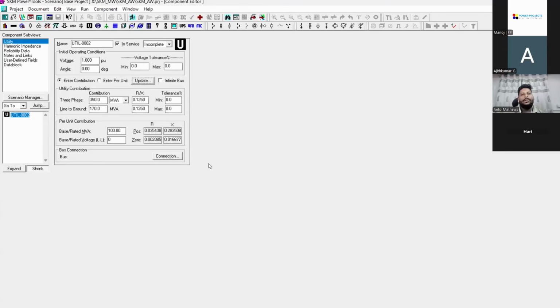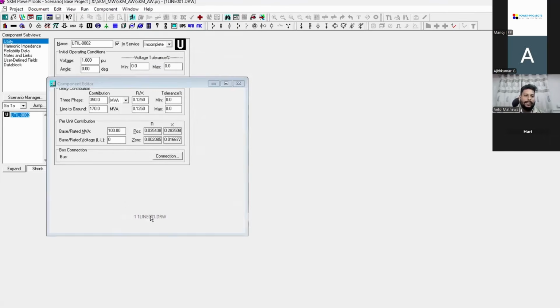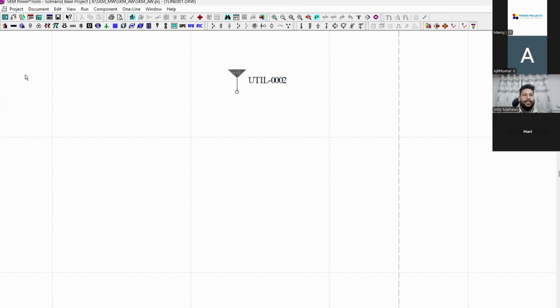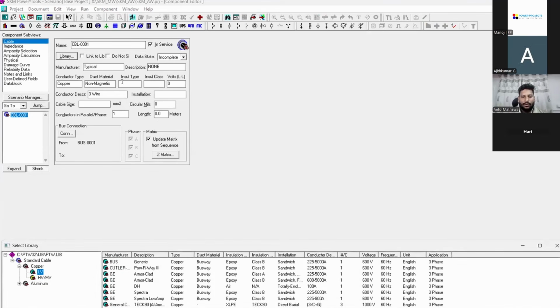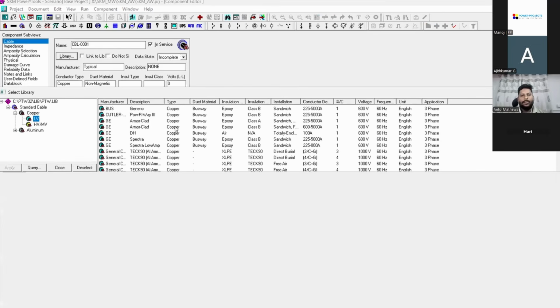Now I want to go back to the one-line diagram. I can approach the window part and find the one-line diagram. After the grid, we are going to model a cable. I just drag and drop the cable and model it. After this cable, I take this from the library. Once I click on the library, I will get much data.